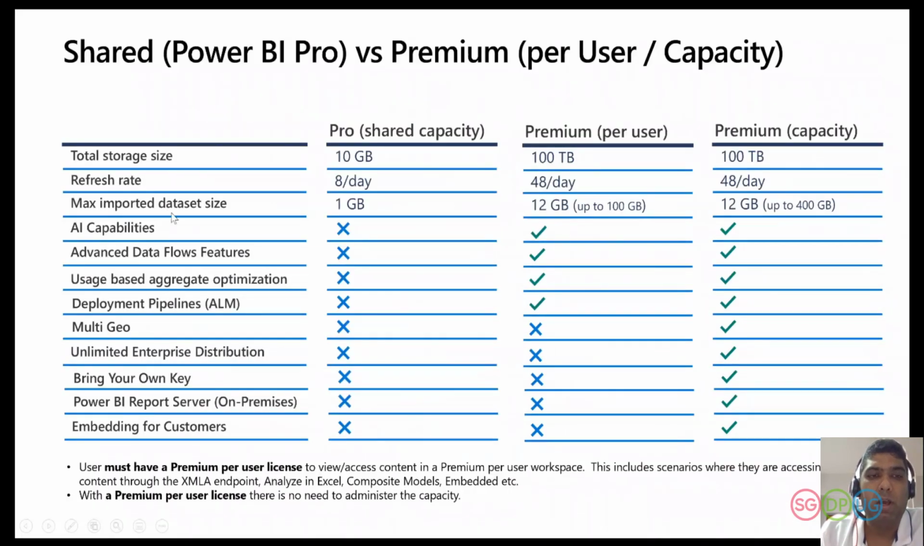So what are the additional things? I can refresh my datasets a lot more. I have a bigger capacity. In basic P1 itself, I get 25 GB of capacity. So I can distribute reports for my entire organization, because everyone can be a free user, and whoever needs to write alone needs a Power BI Pro license. So I could do that as well.